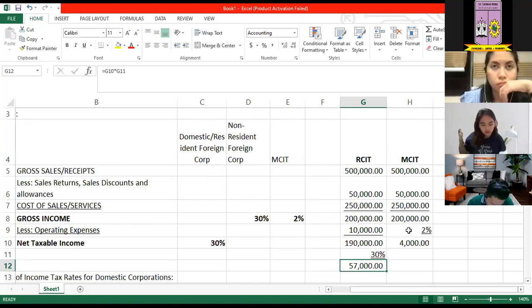Tama ba ako? 18, 19, 20, 21, 22. Tama. Beginning on the 4th taxable year. Okay? So, dun ka pa itatax ng MCIT, basta following the 4th taxable year, no?